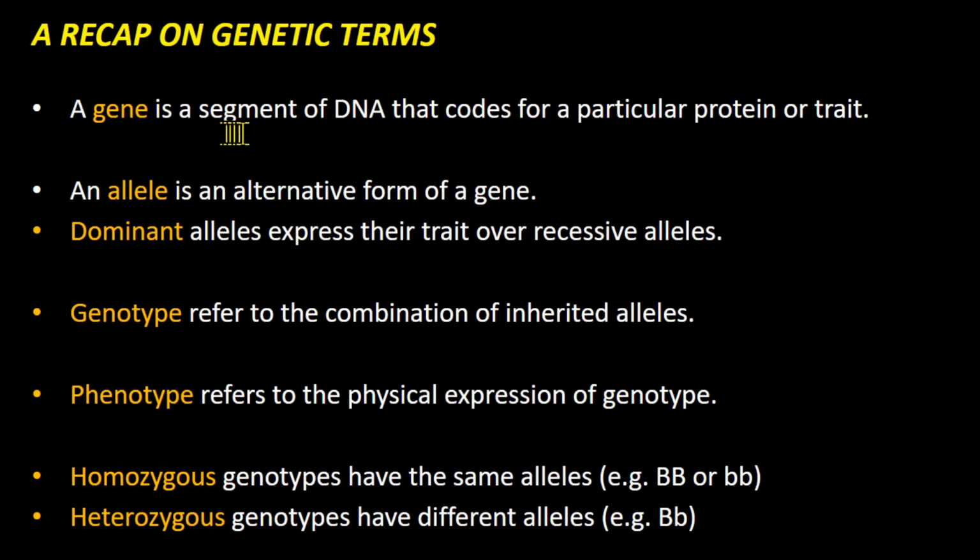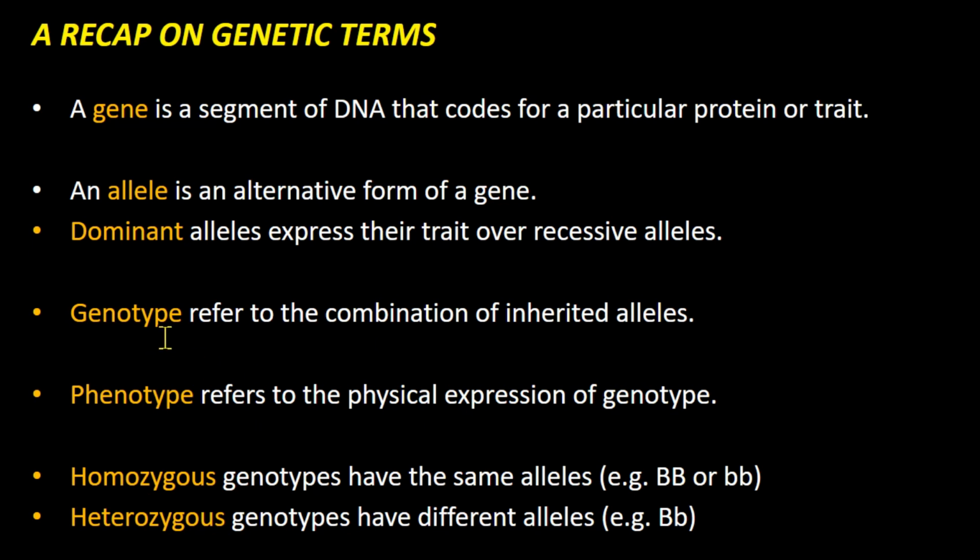A gene is a segment of DNA that codes for a particular protein or trait. An allele is an alternative form of a gene. So for example, you could have alleles for brown eyes, alleles for blue eyes. Dominant alleles express their trait over recessive alleles. The genotype refers to the combination of inherited alleles, and the phenotype refers to the physical expression of the genotype.